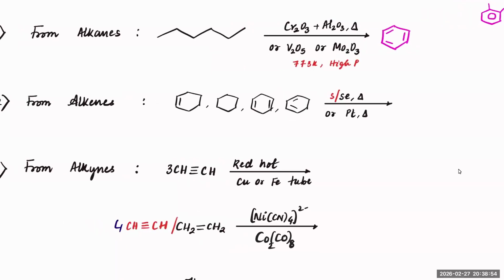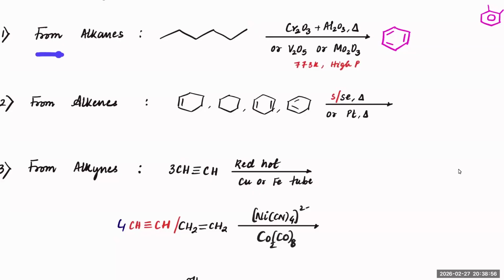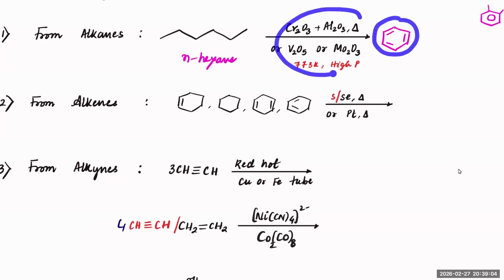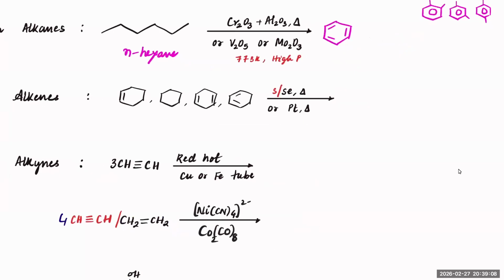Right, we are learning about the preparation of benzene from alkenes. If you have n-hexane, we can get benzene using these reagents. And if you already have a cyclic hexane, hexene, or diene, all of them will convert into benzene in the presence of sulfur, selenium, or platinum and heat.